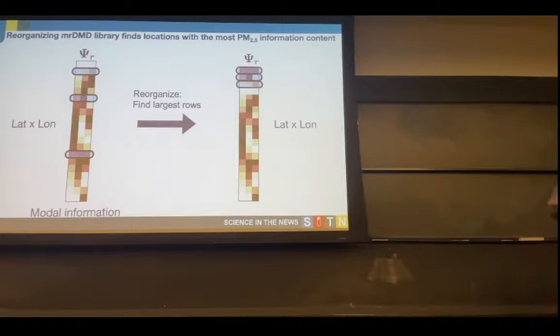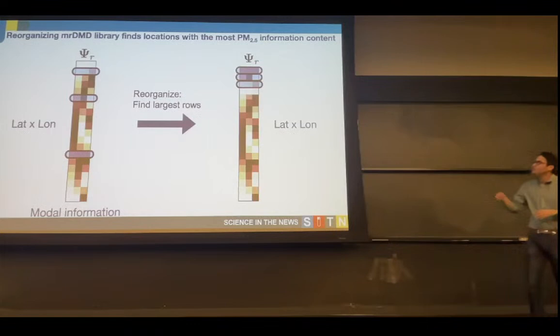So, just like our matrix X that I talked about earlier, where one dimension is time, our library of data also has one dimension being space. So latitude and longitude is squished into one dimension, and the columns are what I call modal information, but what that really is are these different time snaps of data and their spatial temporal information. And what we can do is a simple reorganization of this library where we find the rows with the largest values. And these large values correspond to higher variability in PM2.5. And these are the rows I identify, and these are the places that we'll put the sensors.